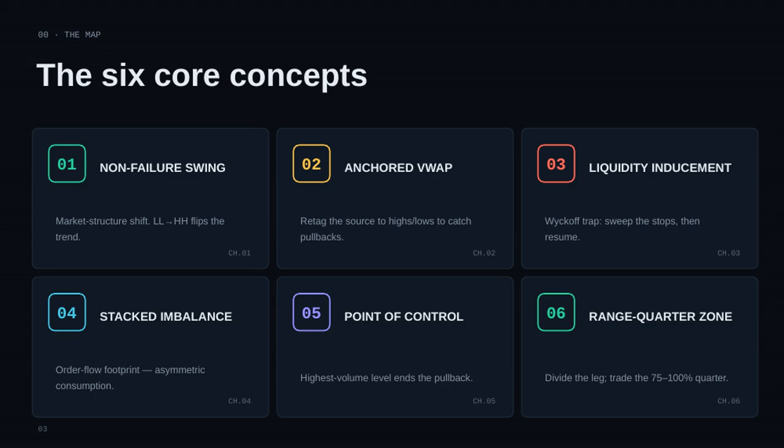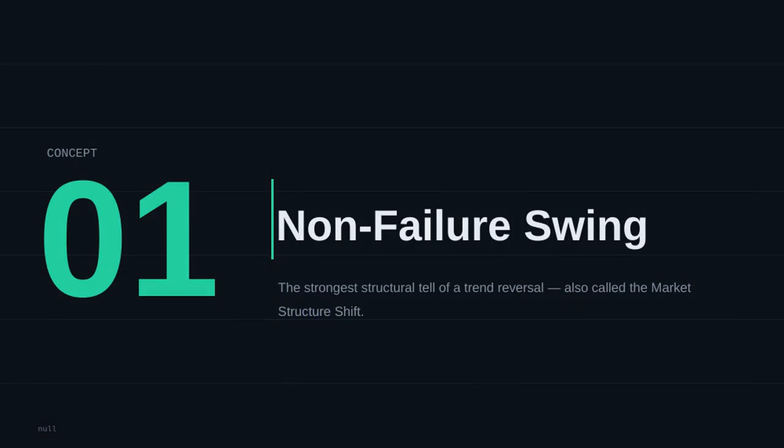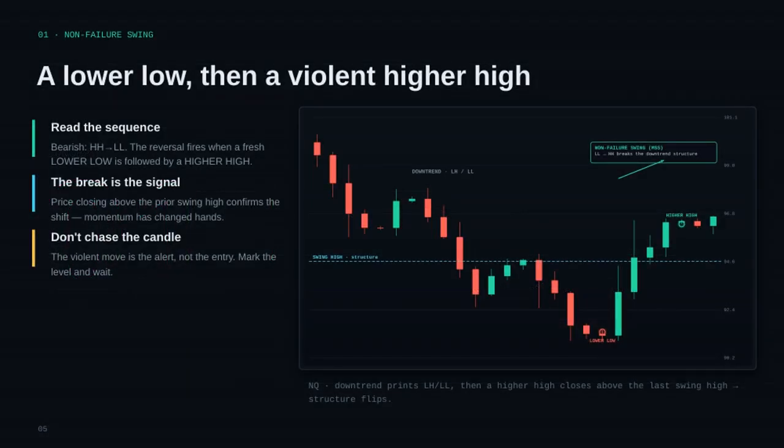range quarter zone. Concept 1, the non-failure swing, the strongest structural tell of a trend reversal, also called the market structure shift. A lower low, then a violent higher high. In a downtrend, price prints a lower high and lower low. Then a higher high closes above the last swing high. Structure flips. The break is the signal, not the entry. Mark the level and wait.